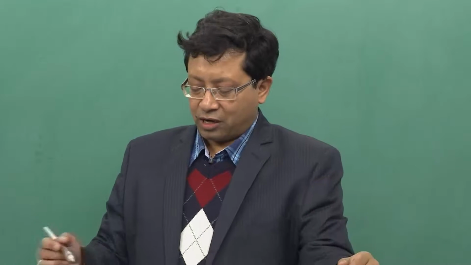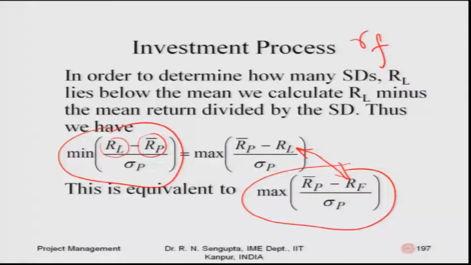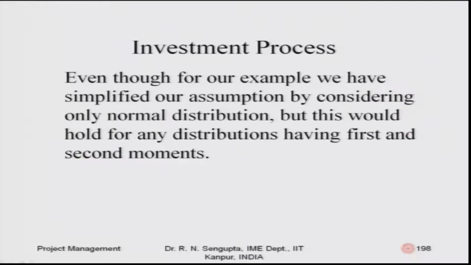So, what I want to find out is the difference between RP and RL, or RP and RF, normalized by the standard deviation. If I am able to minimize this, it also means I am able to maximize and get the same answer. So, it is a simple concept of using the standard normal distribution to solve the problem. Even though for our example we simplified by considering only the normal distribution, this will hold true for any distribution having the first and second moments.